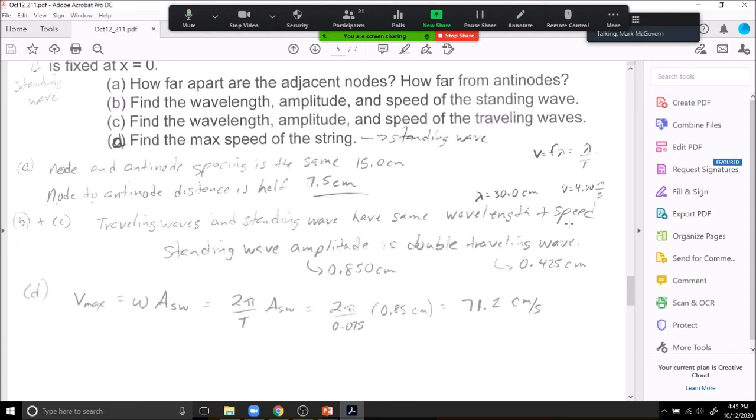Find the maximum speed of the string. If it wasn't clear, the maximum speed of the string is the wave going up and down. And that's given by omega A, where A is the standing wave amplitude. Omega can be determined by 2 pi over the period. So we have period information here. And so we get 71.2 centimeters per second, which is what I put in for that. All right. Pretty straightforward stuff. Great. All right, moving on.